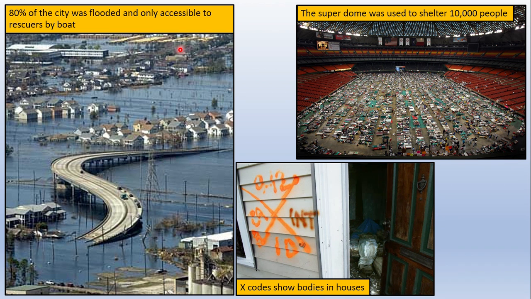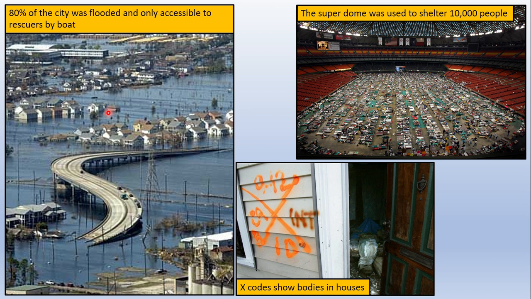80% of the city was flooded, and it was only accessible to rescuers by boat. This means sewer systems were flooded, parks were flooded. The pollution in the sewers, of course, flooded up into the streets, and that became a public health crisis. The flooding meant that rotting bodies could transmit disease through the water.